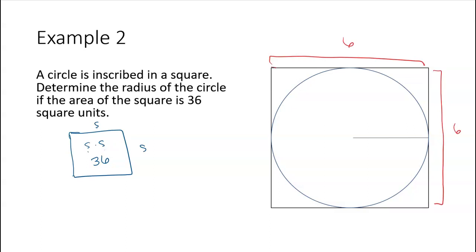So if we know that this whole length is 6, then we know that this whole length is also 6. And what is this? This is the diameter. We know that the diameter is 6. But they want the radius. Well, what's the radius? Half of the diameter. The radius will be 3. And so the radius of this circle is 3.